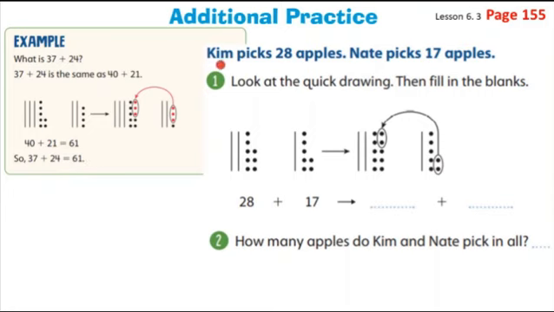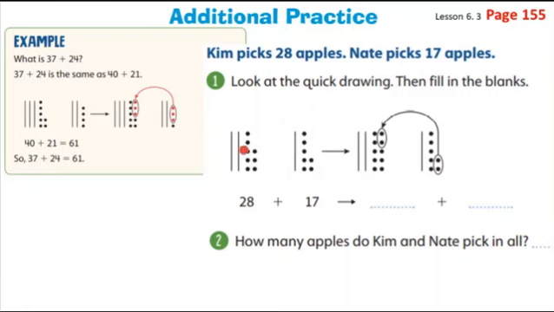Let's look over here. I'm going to read the problem, then I want you to come up with the solution for the regrouping here. Kim picks 28 apples. Nate picks 17 apples. Okay. Look at the quick drawing, then fill in the blanks. So you have Kim with 28, so there's 10, 20, 1, 2, 3, 4, 5, 6, 7, 8. That's 28. Nate picks 17. Again, there's 10, 11, 12, 13, 14, 15, 16, 17.